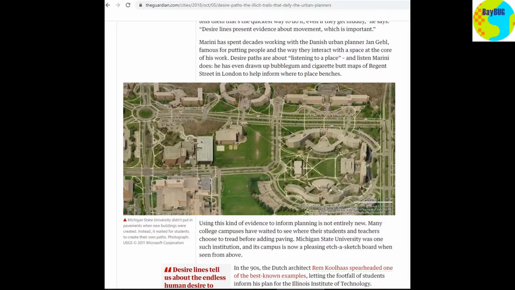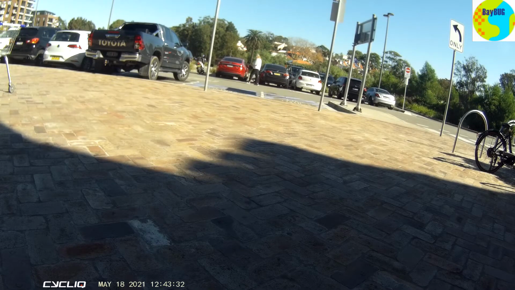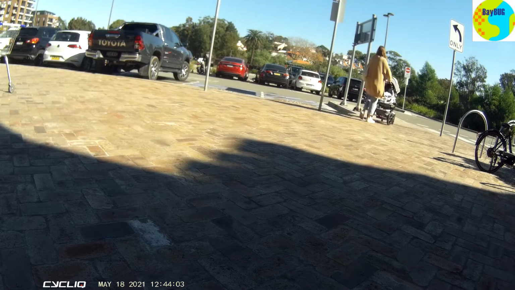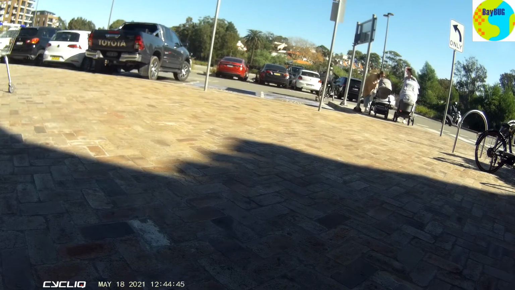Where did they come from? Why are they walking through there? What's going on here? Well, this article I think sums up quite well what desire lines are all about, and the lesson I think for urban planners is they should take note of these desire lines, and I guess this is particularly so for councils.